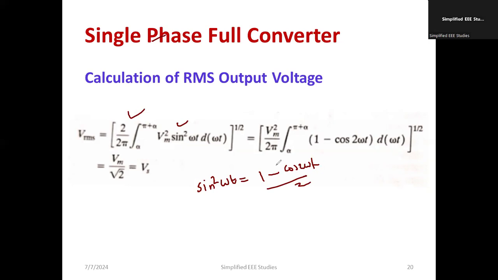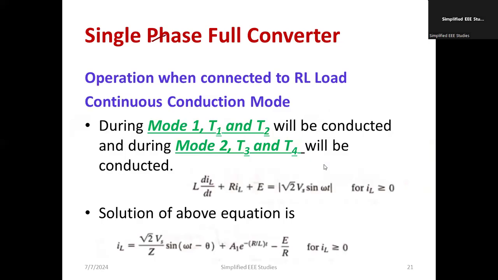Apply the same thing here, then you can compute the integration. This is the formula for the RMS value. Ultimately, you will get Vm by root 2, which is equal to the supply voltage. So this is regarding the RMS output voltage. Make a note of this. In the numerical examples, you can get similar kinds of questions.